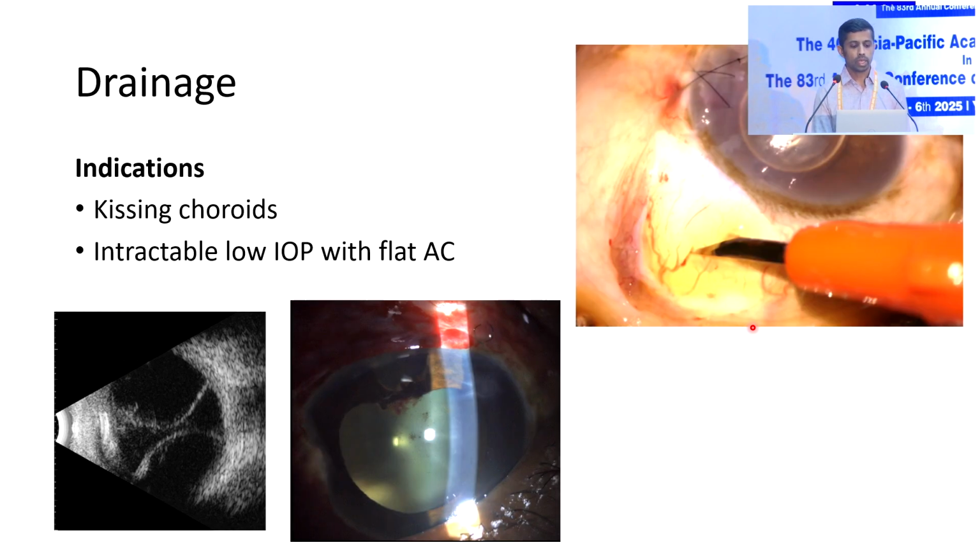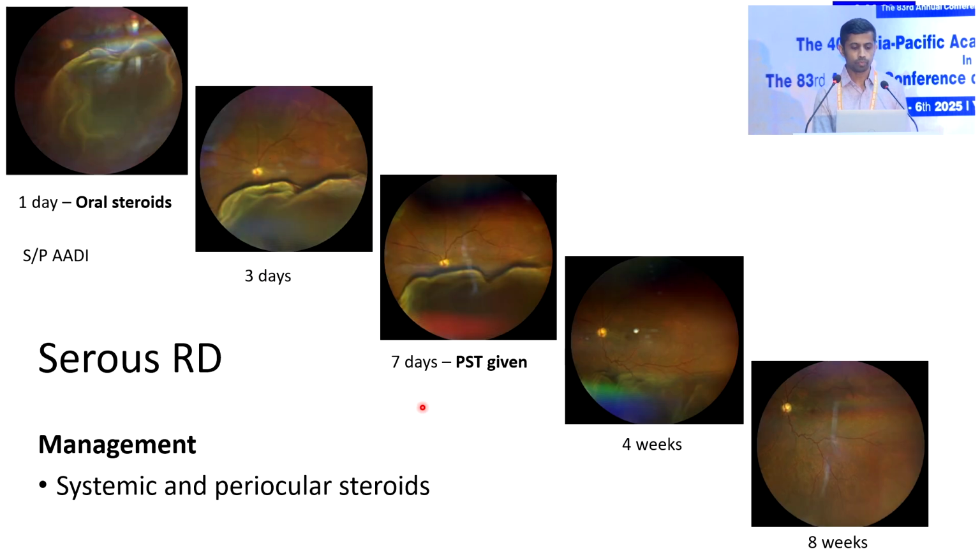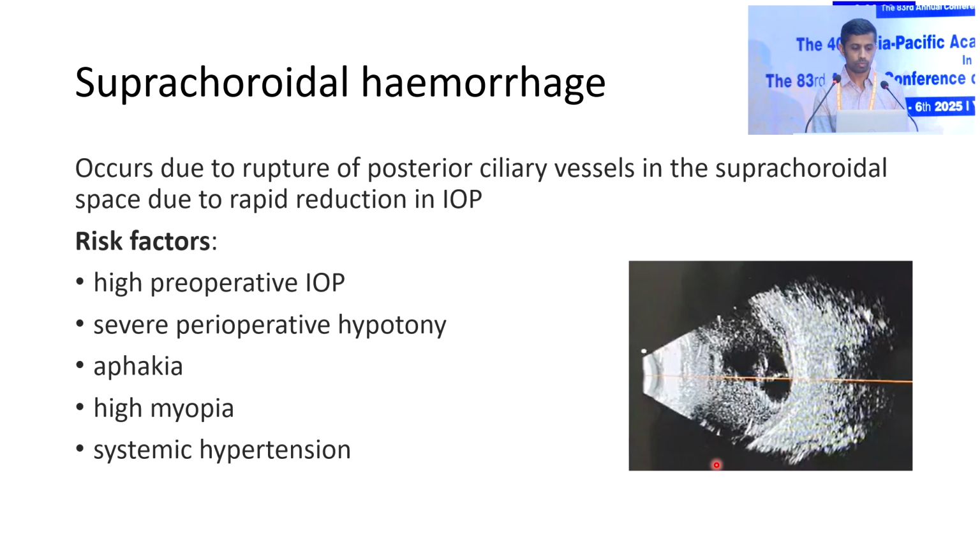When is drainage indicated? It is indicated in cases of kissing choroidals, as you can see here, or intractable low IOP with flat anterior chamber. Serous retinal detachments can be very well managed with systemic or periocular steroids. This was one of our patients who developed extensive exudative detachment on first post-op day after OD implantation. This patient was managed with oral steroids and PST, and by 8 weeks the exudative detachment had resolved.